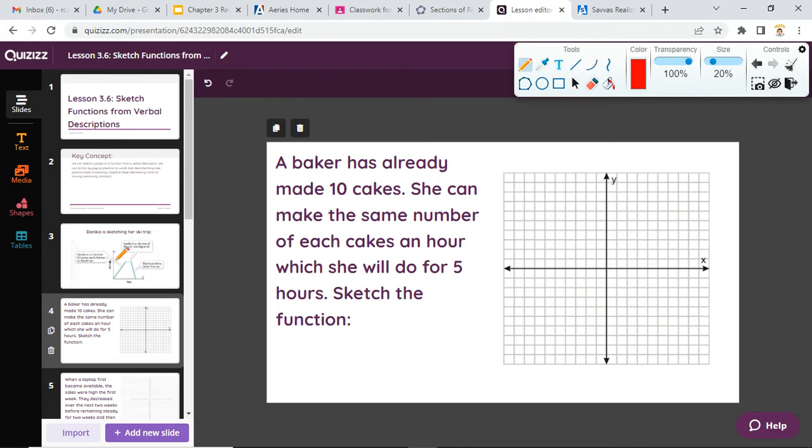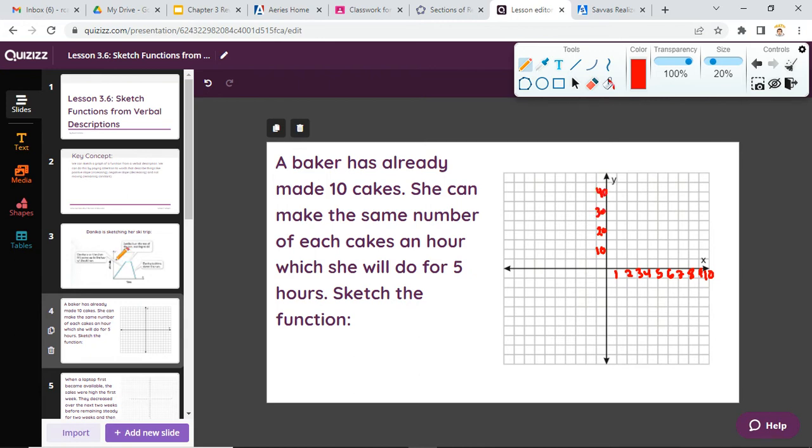So here, let's break these out into some hours, okay? Let's do some hours here: 1, 2, 3, 4, 5, 6, 7, 8, 9, 10. And then going up here, let's do these cakes. Let's count by 5: 5, 10, 15, 20, 25, 30, 35, 40. We'll do it like that.